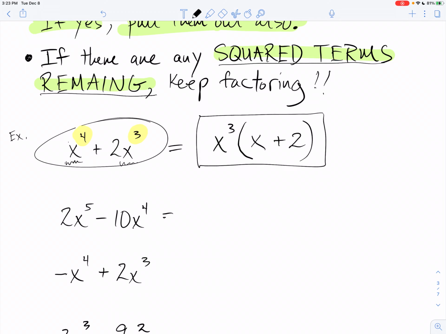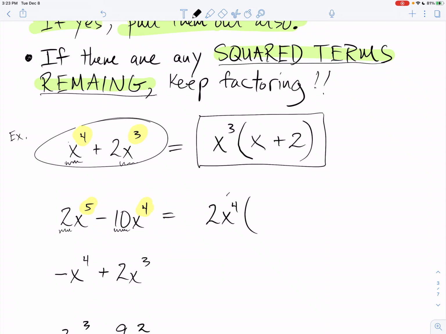So right here, take a look at it. This one is fifth power, this one's fourth power. The greatest common thing they have is x to the fourth. But wait, there's more. This time, there's numbers. We did this in a previous set of problems, but we didn't have any huge powers. So that's what makes this a little different. We're going to take out the 2 and the x to the fourth, because it's the greatest thing that they both have in common.